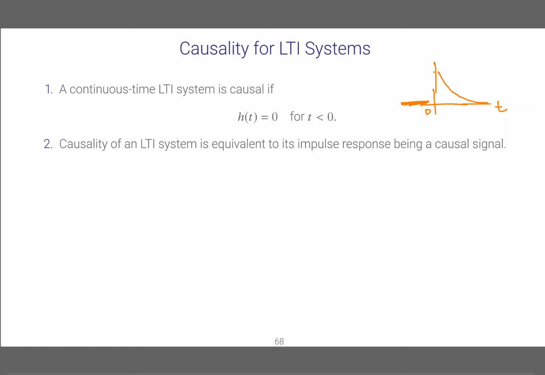So if you have this system with impulse response h(t), and you give it delta(t), you get h(t). So h(t) must have non-zero values only after the impulse. The impulse occurs here, right? Whatever happens is after that. So it cannot have values before this 0.